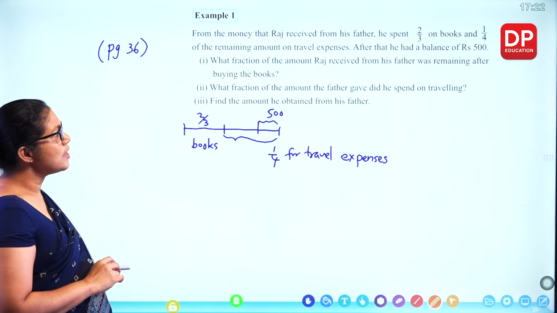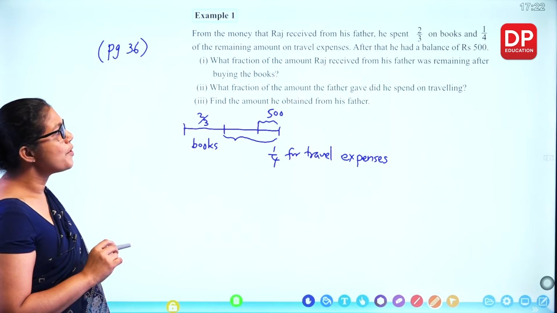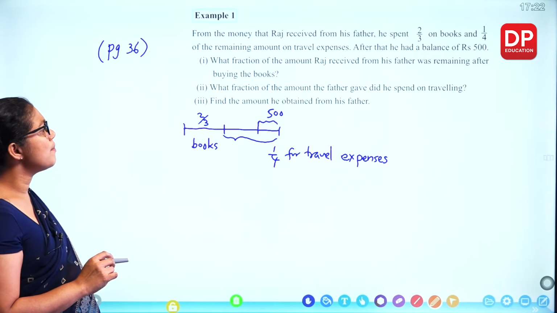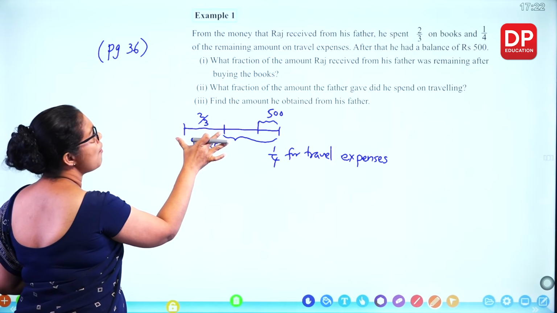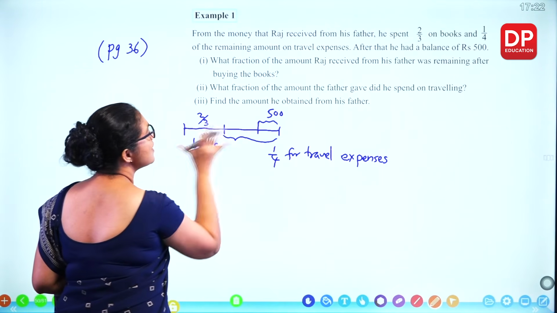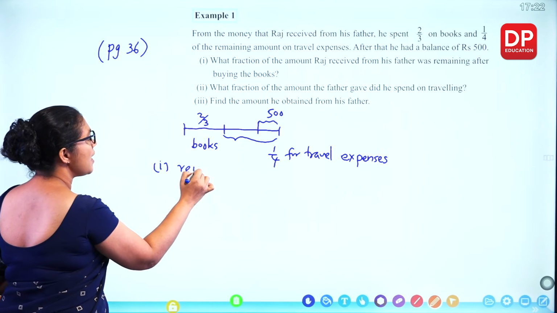So now we'll try to start the first question. What fraction of the amount Raj received from his father was remaining after buying the books? So this is for books. After buying books, they are asking what's the remaining part. So in first part, how you find out the remaining part?